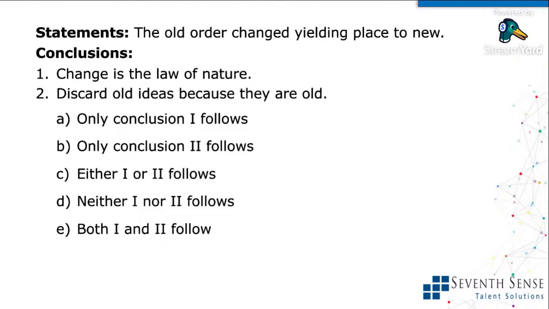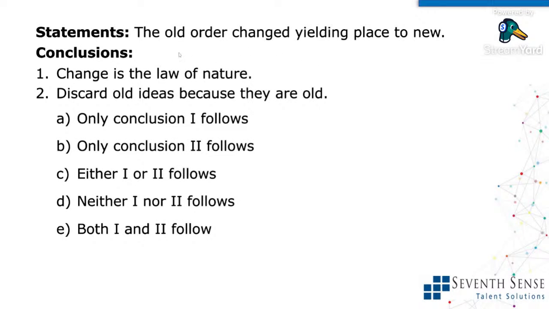See, the thing is, the old order changed yielding place to new. It is just telling that the old order was changed. The old order has changed and has made place for a new order. That is the meaning of this. Now, conclusion: change is the law of nature. Yes, that is what we are talking about. If you put this whole sentence in different words, you can put it as: change is the law of nature, meaning the old order is giving place to a new order.